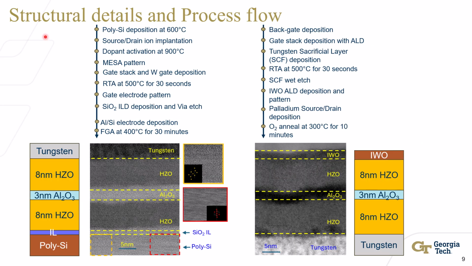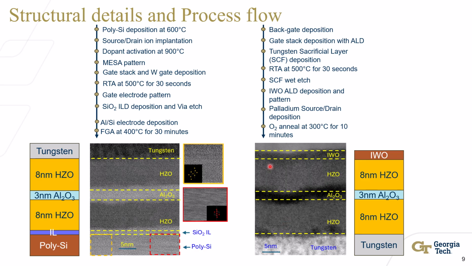So these are the structural details and the process flow for the devices that we made at the Georgia Tech clean room. And this is the polysilicon FeFET. We confirmed with the TEM that the polysilicon channel has different crystal orientations, confirming the polysilicon nature. And this is the TEM for an IWO FeFET.